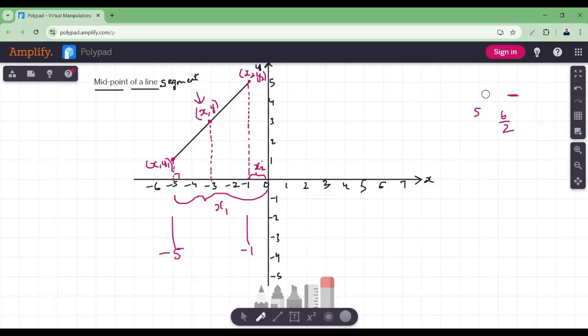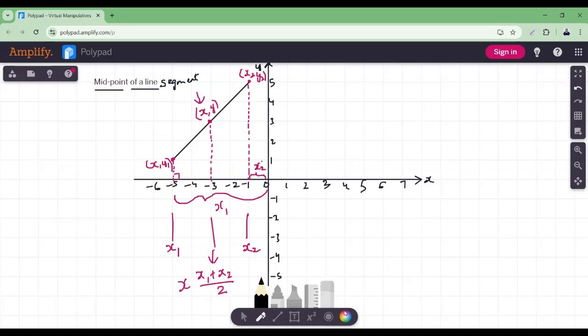Similarly, if I have x1 and x2, and I have to find the center point between them, this point will be x1 plus x2 by 2. That is how I can find the x. This is going to be the x coordinate of this middle point.